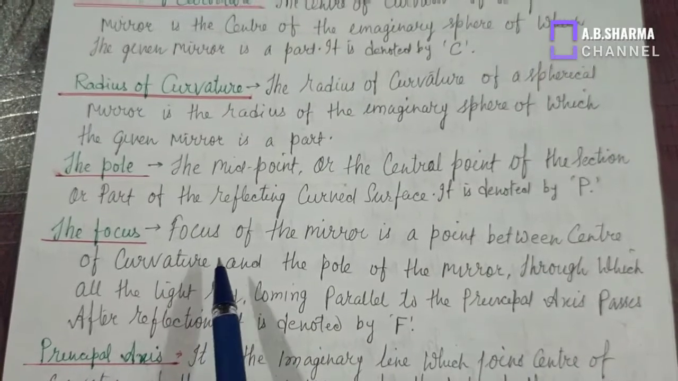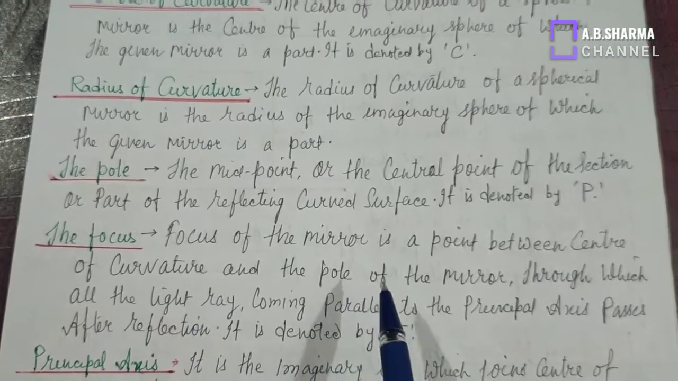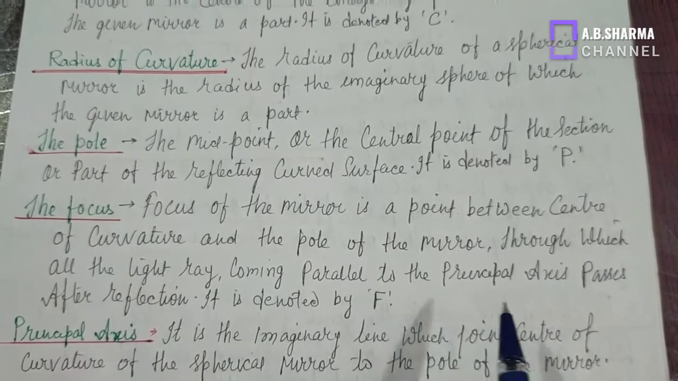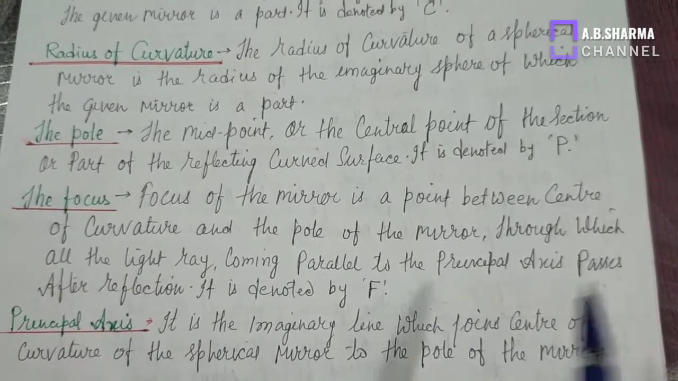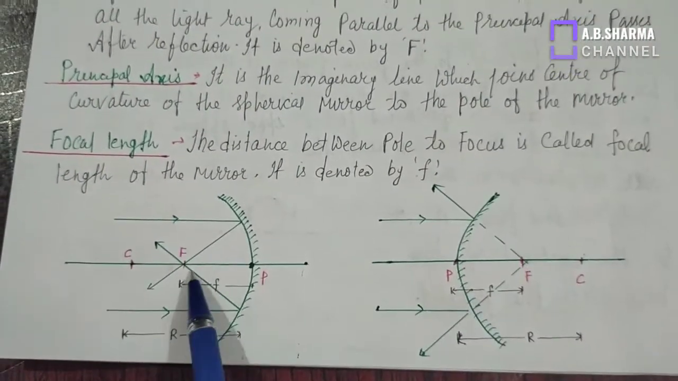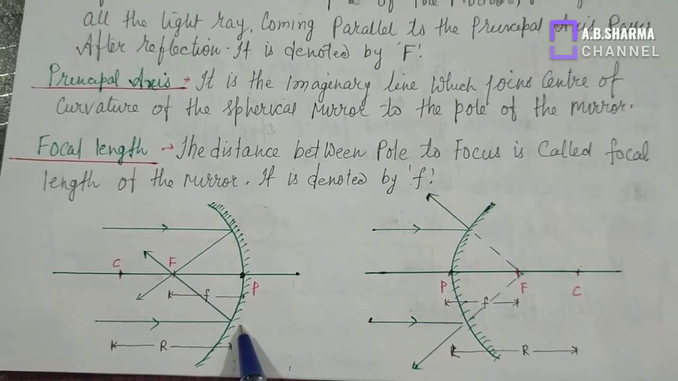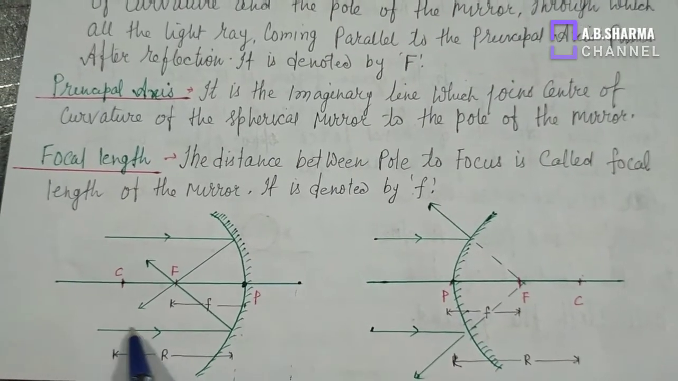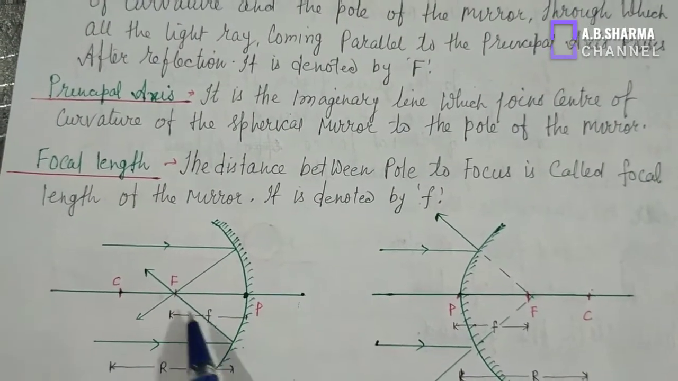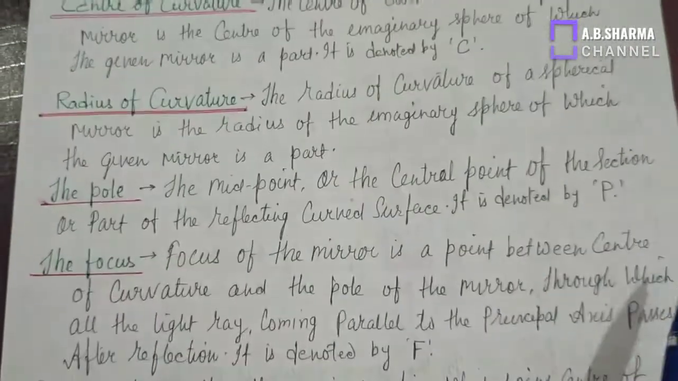The focus of the mirror is a point between the center of curvature and the pole of the mirror, through which all the light rays coming parallel to the principal axis pass after reflection, and it is denoted by F. This is the focus. As you are seeing, the light rays which are coming parallel to the principal axis pass through the focus after reflection, and the focus point is between the center of curvature and the pole of the mirror.